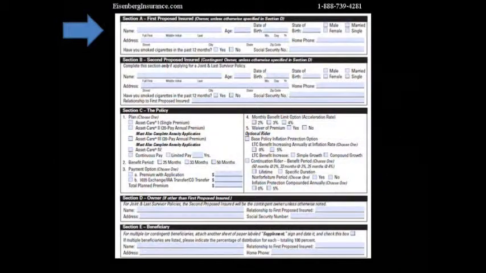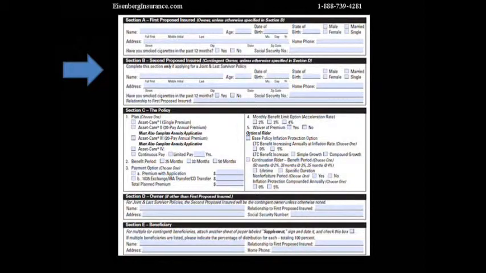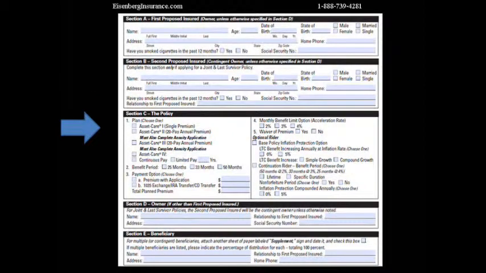corner of the page. We are going to begin with Section A with some personal information about the first insured. This information includes the name, the age, the birth date, as well as the address of the primary insured. Section B is for the second insured if a spouse is applying for coverage. In Section C, we're going to list specifics about the policy that we are applying for.